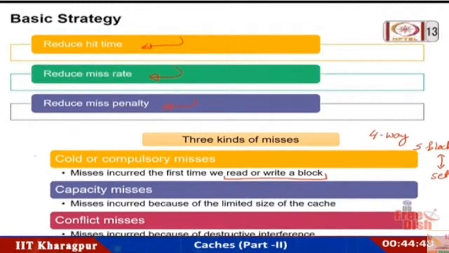So as you can see, these are the 3 C's: cold, capacity, conflict, or compulsory, capacity and conflict. So these 3 types of misses are what we have to optimize for.